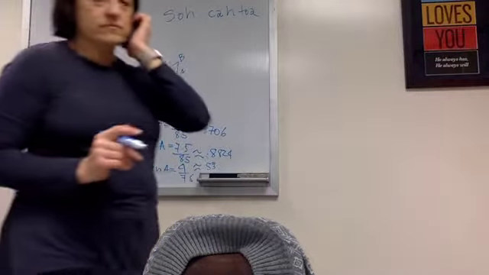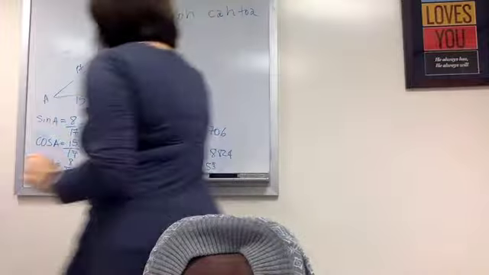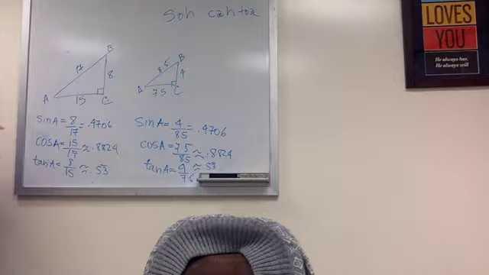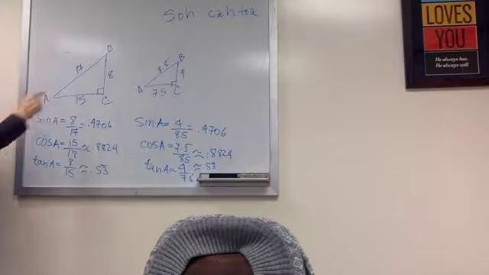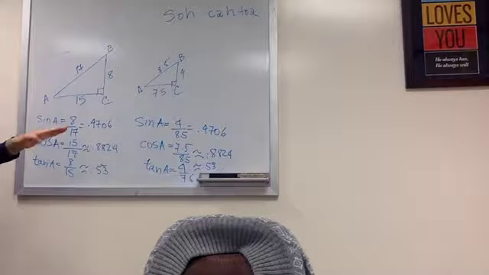How do we know which side is adjacent? Because they're both adjacent. Okay, so it's in the triangle. Okay, the hypotenuse is never adjacent or opposite. Okay, the hypotenuse is not part of it.